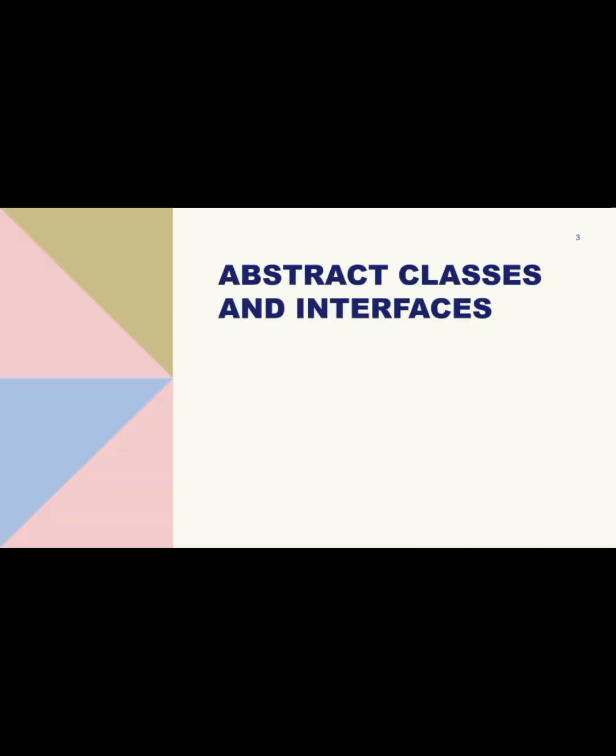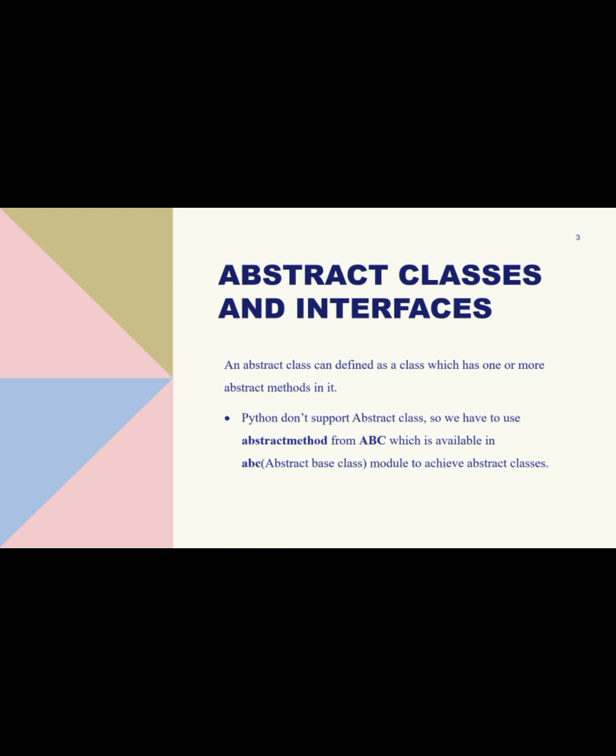Now let's see what an abstract class means. An abstract class can be defined as a class which has one or more abstract methods in it. Python usually does not support abstract classes, so we have to use the abstract method from the ABC package, which is available in the ABC abstract base class module, to achieve abstract classes. An abstract class can be considered as a pattern for other classes.